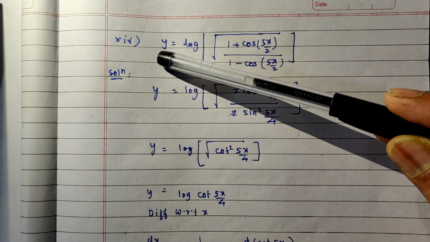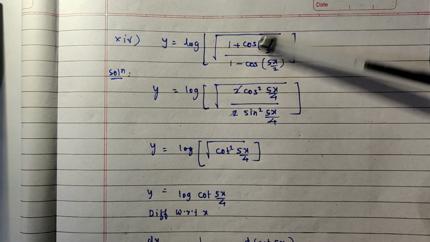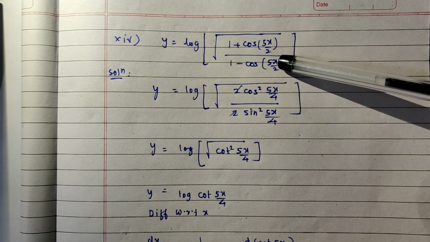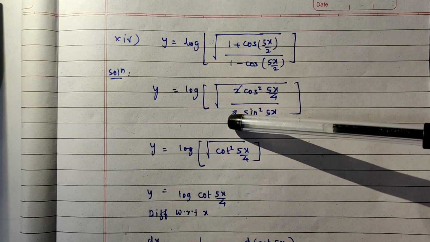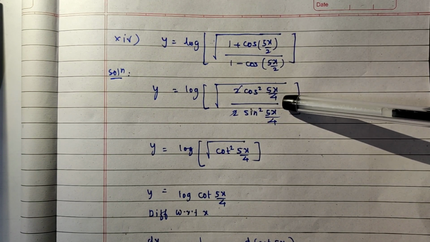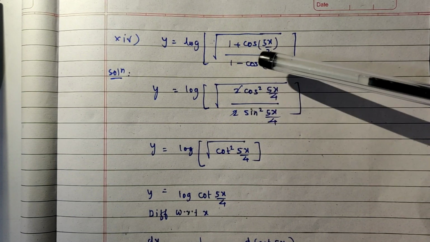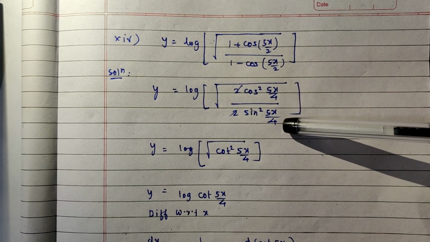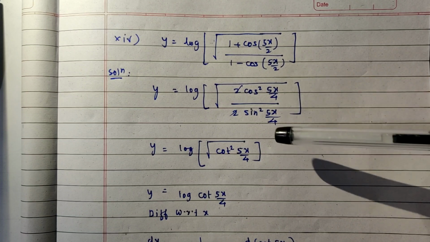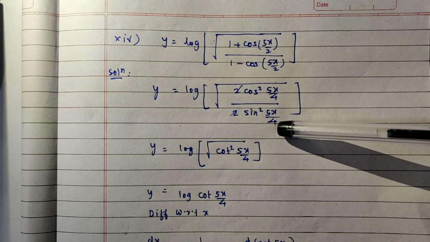Sub question 14: y is equal to log of square root of (1 plus cos theta) upon (1 minus cos theta). First we simplify inside the square root, that is 1 plus cos theta upon 1 minus cos theta. So 1 plus cos theta is 2 cos square theta by 2, that is 2 cos square 5x upon 4, and 1 minus cos theta is 2 sin square theta by 2, that is 2 sin square 5x upon 4. Theta is 5x upon 2, and by 2 it is 5x upon 4.